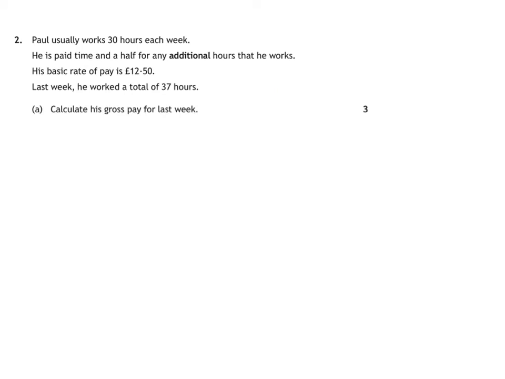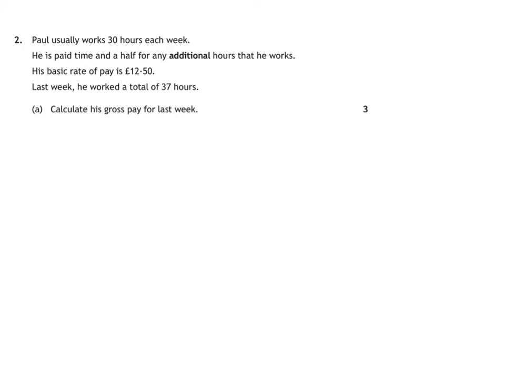So here we are with question 2. We have Paul usually works 30 hours each week. He is paid time and a half for any additional hours that he works. His basic rate of pay is £12.50, and last week he worked a total of 37 hours, so we need to work out his gross pay.